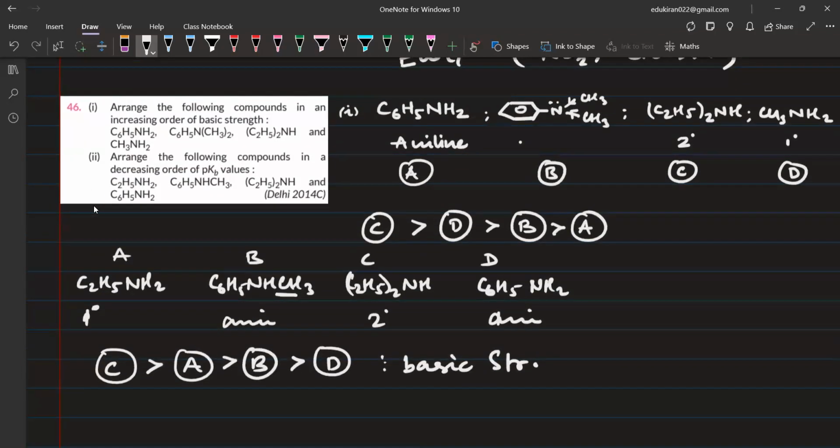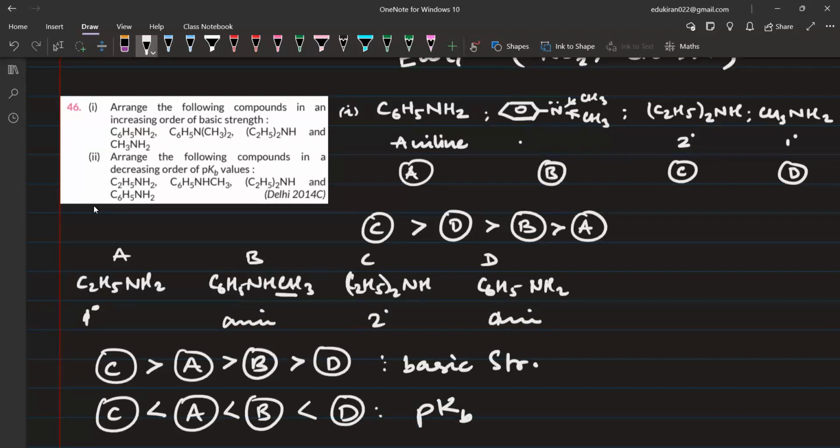They're asking about the pKb values. So the pKb value will be the same things, but the sign will change, है ना? तो sign change कर देना है बस आपको. This will be the pKb value, because basic strength and pKb values are inversely proportional.